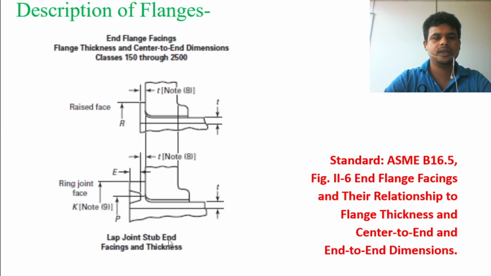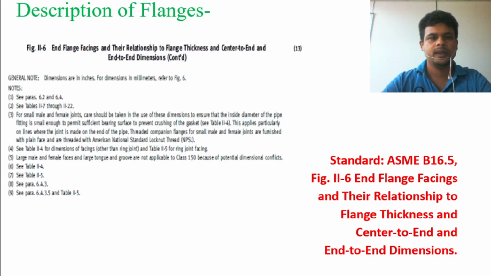This is for the lap joint stub in facing and thickness. I would request you to please visit ASME B16.5 for more details. Actually in this lecture I try to give you the basic information and share with you the codes and standards where you can get these things. The next slide is the same, these are the notes for all these things.